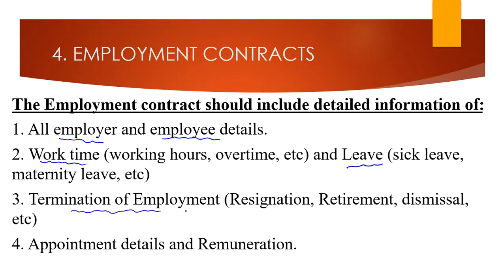How employment can be terminated. Termination of employment should be included in the contract, whether it's resignation, retirement, or dismissal. Remember, resignation is when the person decides to leave the company themselves. Retirement is when the person leaves the company because they are older, they've reached the age of 65, and they need to retire. Dismissal is when the person is fired from the company. So all these details should be included in the employment contract.